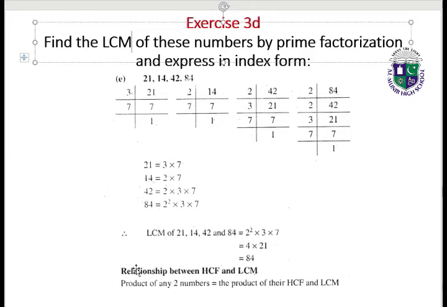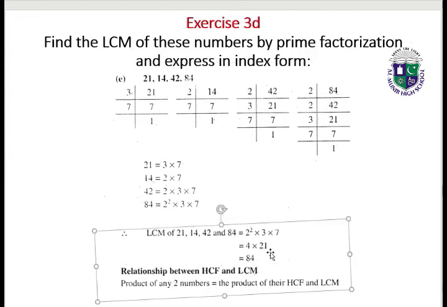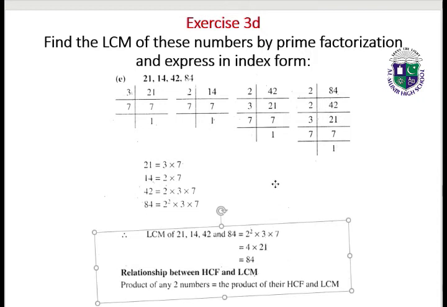Least common multiple of 21, 14, 42 and 84. 2 square multiplied by 3 multiplied by 7, 2 square, 2 2s are 4, 4 3s are 12, 12 multiplied by 7, 12 sevens are 84. 4 multiplied by 3 are 12, 12 multiplied by 7, 84.